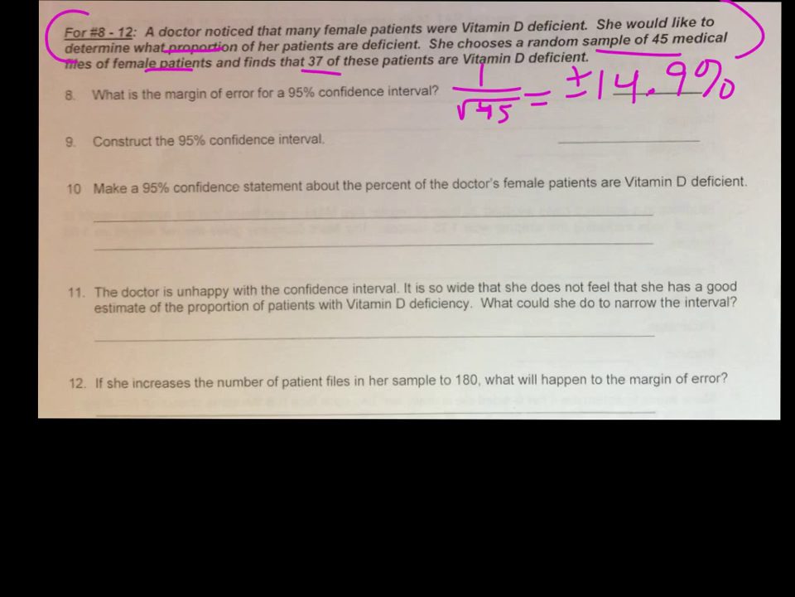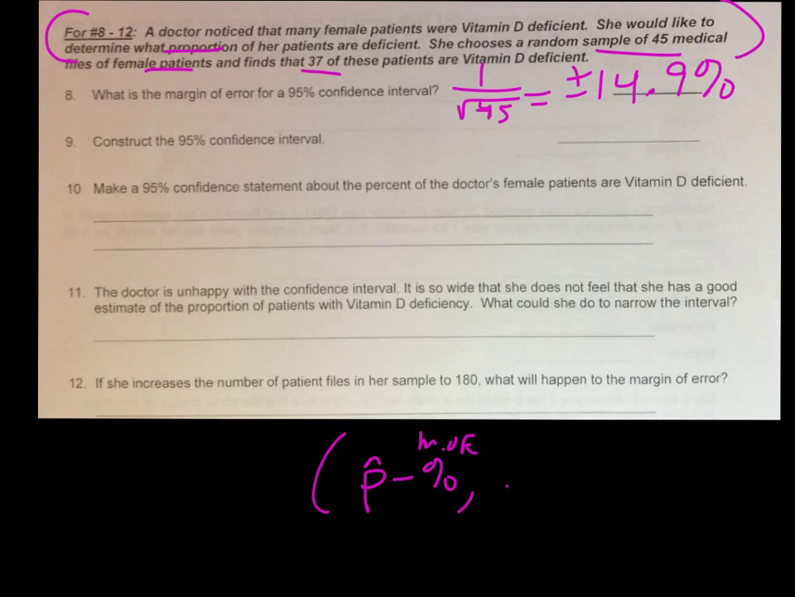Now it says construct the 95% confidence interval. Well, what you have to do is you need the p-hat. Because remember, the first part of it is going to be p-hat minus your percent, your margin of error.